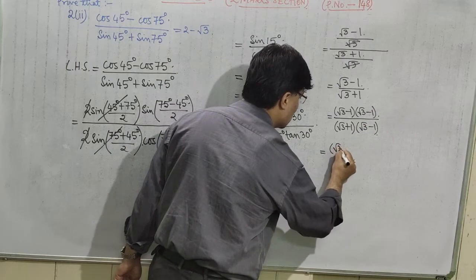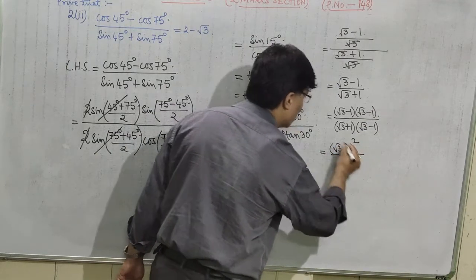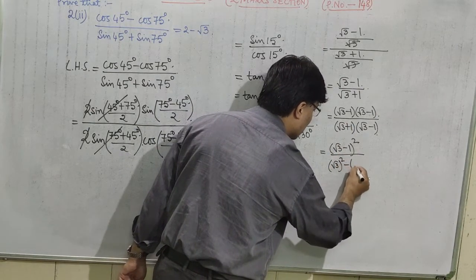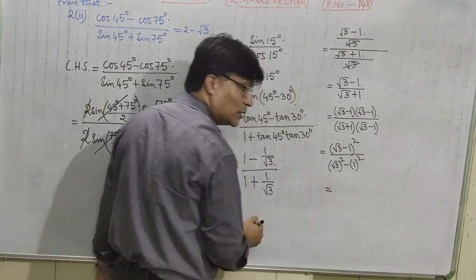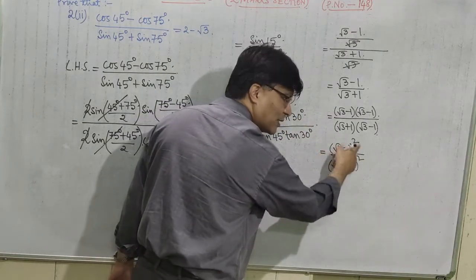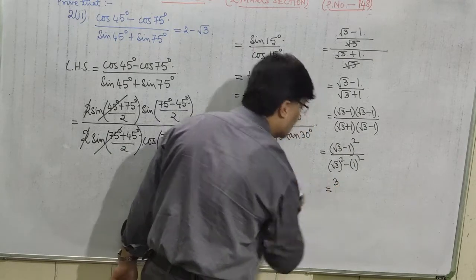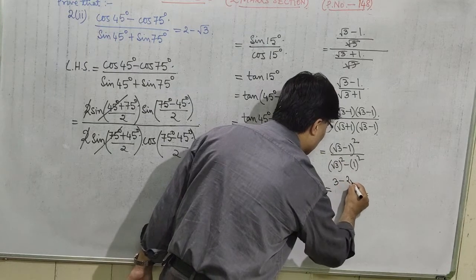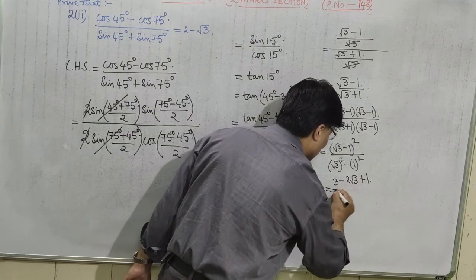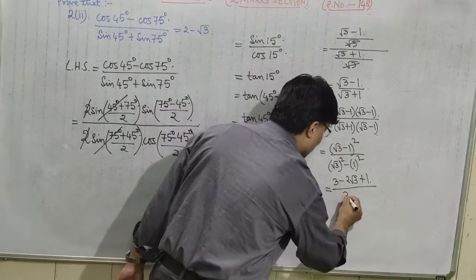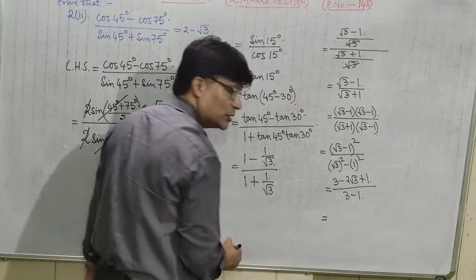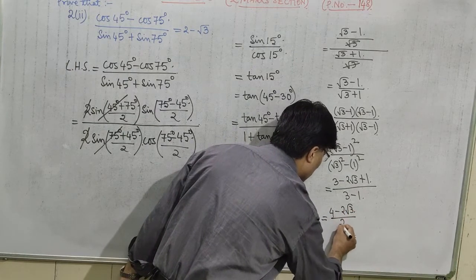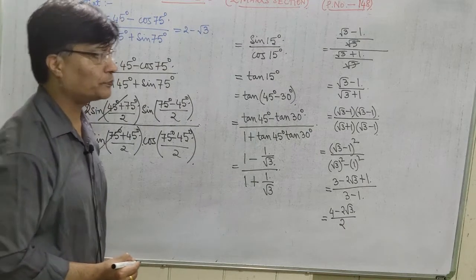Which is equal to, this is (root 3 minus 1) whole square divided by, this is a square minus b square, isn't it? That is root 3 whole square minus 1 whole square. What is (root 3 minus 1) whole square? (A minus b) whole square. What is a? What is a whole square? Root 3 whole square is 3, minus twice ab, minus 2 root 3, plus b square, 1, divided by, what is root 3 whole square? 3, minus 1. What is 3 plus 1? 4 minus 2 root 3, whole divided by 3 minus 1, which is 2.